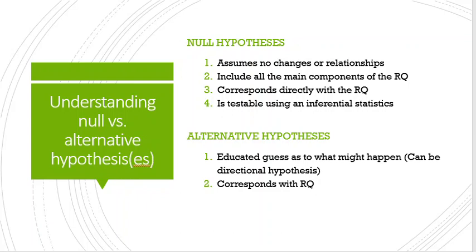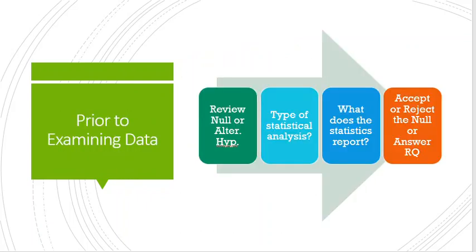Returning back to the null and alternative hypothesis, remember that the null hypothesis are those statements that report there is no difference or there's no relationship, and the alternative hypothesis is your guess, what you think is going to happen. It's your hypothesis that there is a difference or there is a relationship. Prior to looking at the data and arriving at the results, it is helpful to review the hypothesis, null, and the alternative.